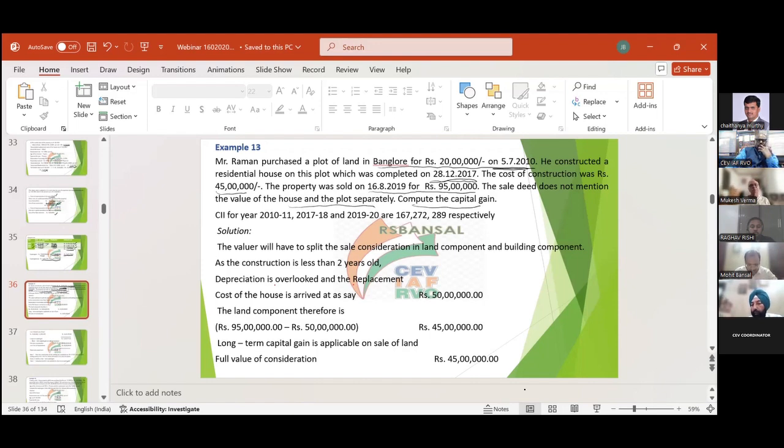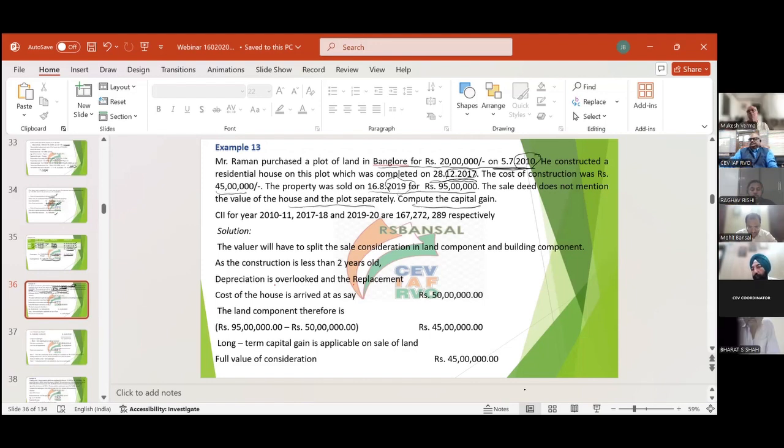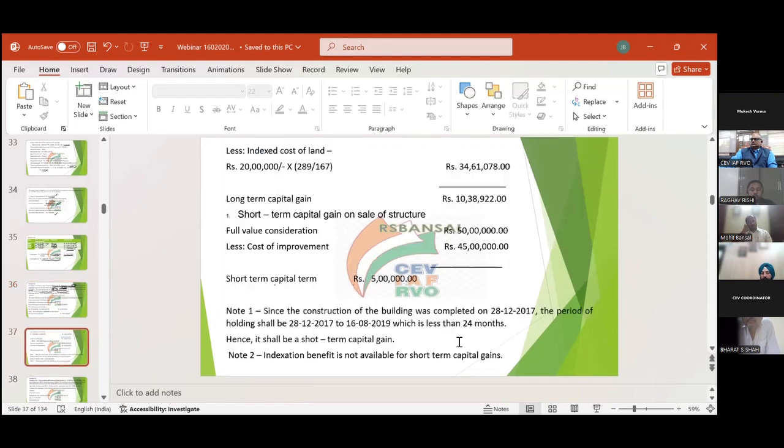Now see here, plot was purchased in the year 2010. Building was completed in the year, sorry, it was completed in the year 2017. Property was sold in August 2019. Now, see here how to proceed in this case.